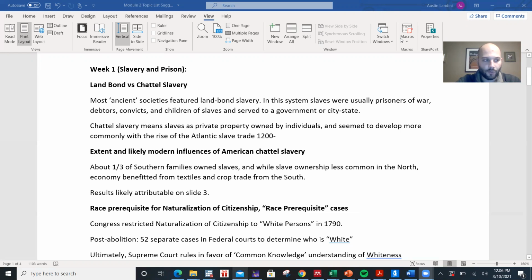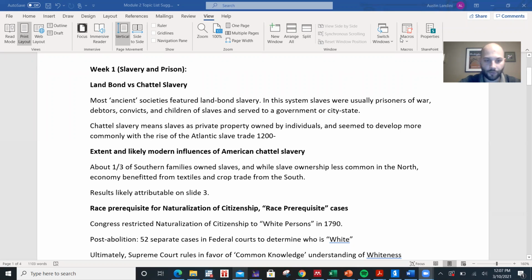Looking back into history, slavery was a feature of most ancient societies: ancient Rome, ancient Greece, Europe, Egypt, and so on. Most of these ancient societies featured what we call land bond slavery, and in this system, slaves were usually prisoners of war, debtors, convicts, or children of slaves, and generally served a government or a city-state.